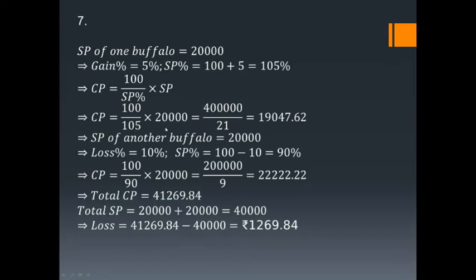After simplifying this, I have found out that 4 lakh divided by 21, if you divide it, you will get 19,047.62. So I have bought that buffalo for 19,047.62. Then that another buffalo, I have told you that I have two buffaloes, no?